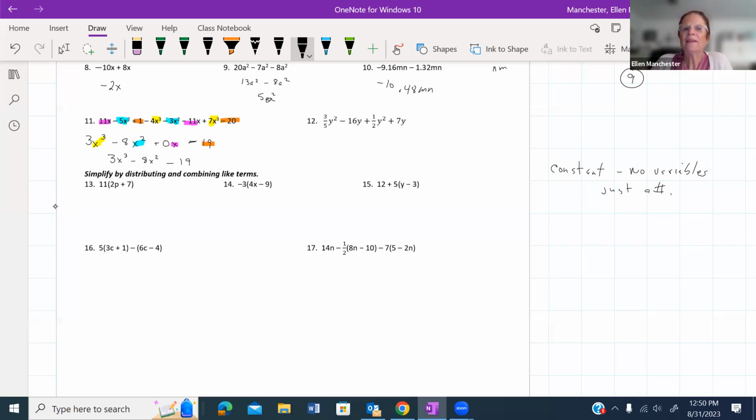Okay, and then 12, you're going to do the exact same thing. You're still going to collect. So we have 3/5 y squared and 1/2 y squared. So all you're going to do is you're going to go 3/5 plus 1/2. So this takes you back to finding a common denominator. Multiplied the 5 by 2, multiplied the 2 by 5. And I get 11 tenths y squared.